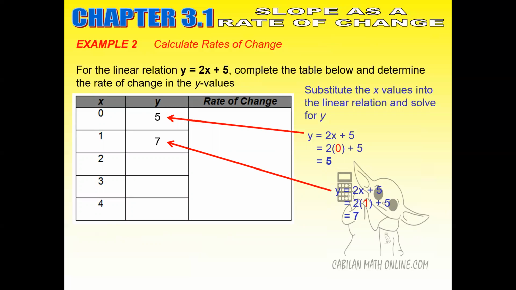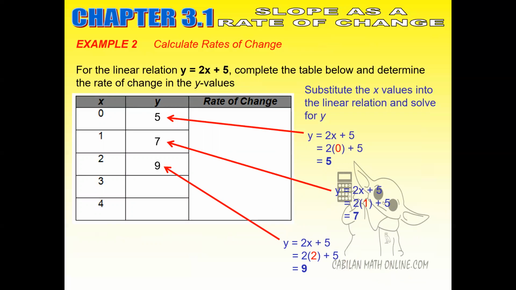All right, and we'll do one more together here. Notice I'm doing the exact same thing. I'm just replacing the x there with the number that's in the table of values. So we have 2, and in brackets 2, plus 5, and what we have here is 9. So I'll stop there.